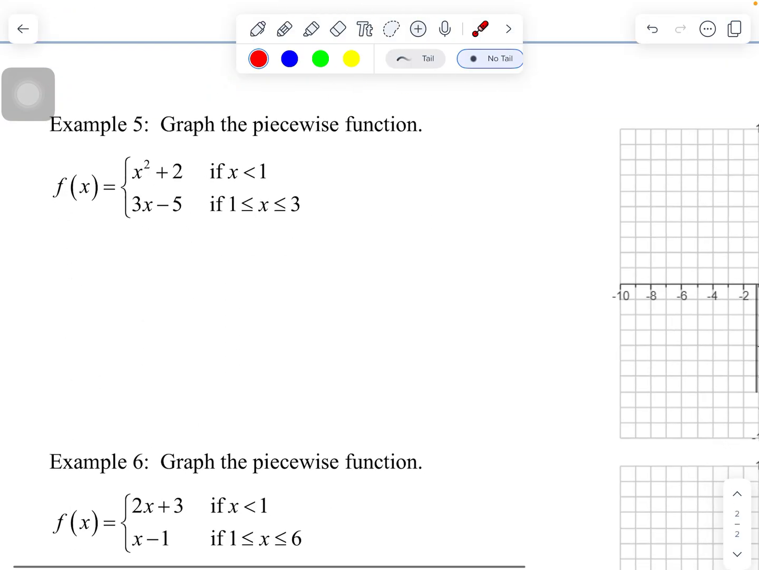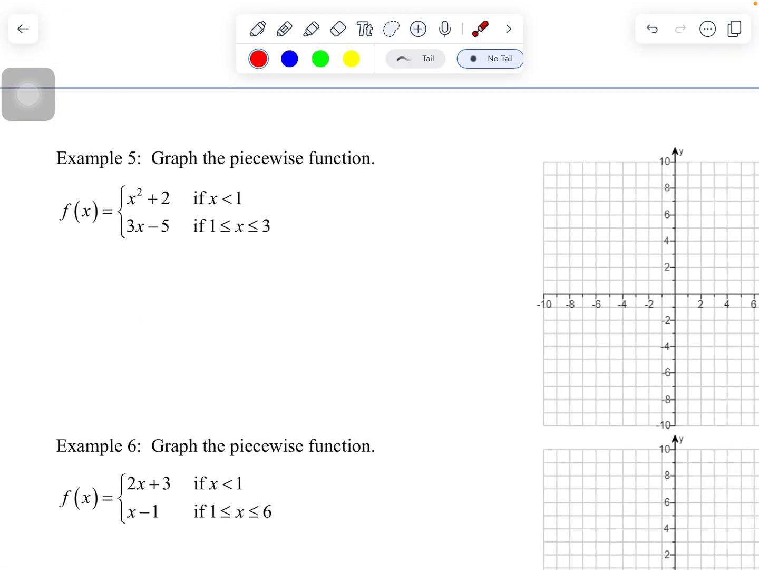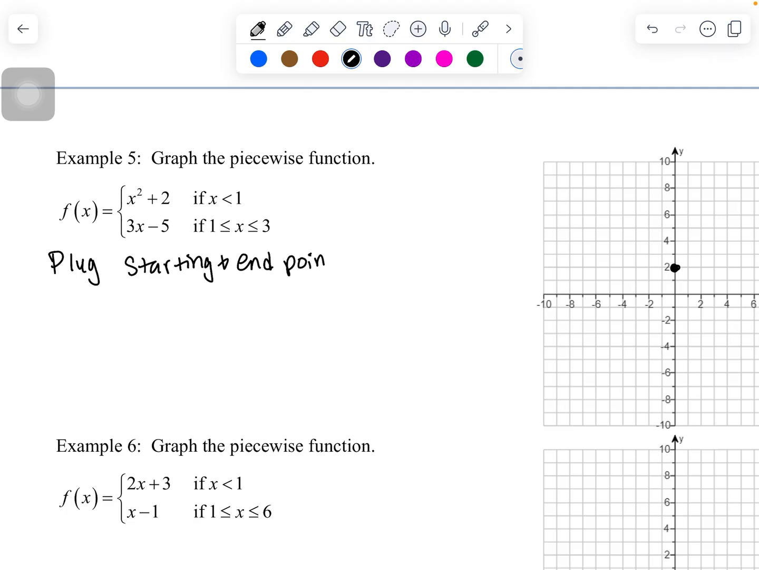Now, graphing a piecewise function. We already kind of started with that, but I wanted to do a more difficult one. So x squared plus 2, that's a quadratic. We know that it has a y-intercept at 2, because that's just how that works. But I want you to notice that our inequality starts at 1. So even though that doesn't have the line, I'm going to try and find where our open hole will be. So what I'm going to do is plug in my starting and end points of my inequality.